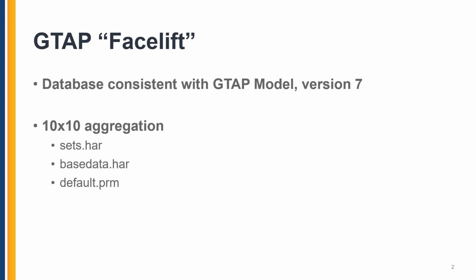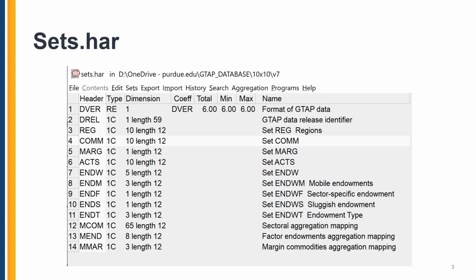We will explore the sets, base data, and parameter files using a 10x10 aggregation to illustrate the new nomenclature. This aggregation has 10 commodities, 10 activities, and 10 regions. Let's begin with the Sets.har file of the database.